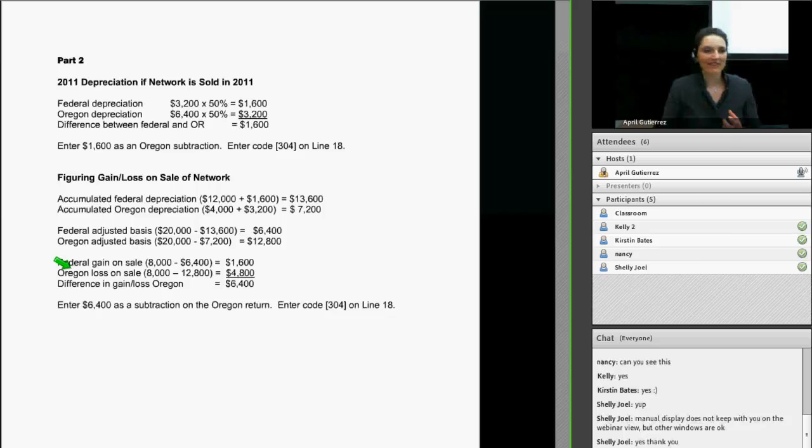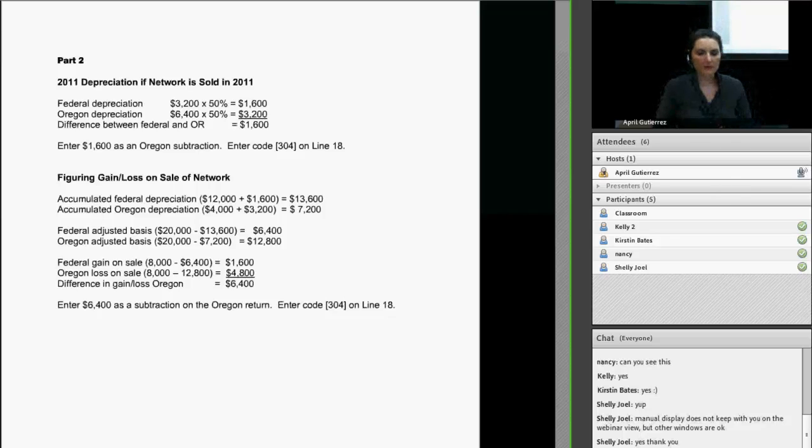So what we're seeing is that this is a three-stage problem. The first stage is we have to figure what the second year of depreciation is on both federal and Oregon. And then the second stage is to add current year depreciation to the prior depreciation to get total depreciation claimed on the federal and total depreciation claimed on Oregon to get our adjusted basis. And our adjusted basis, of course, is all depreciation claims subtracted from the original cost.